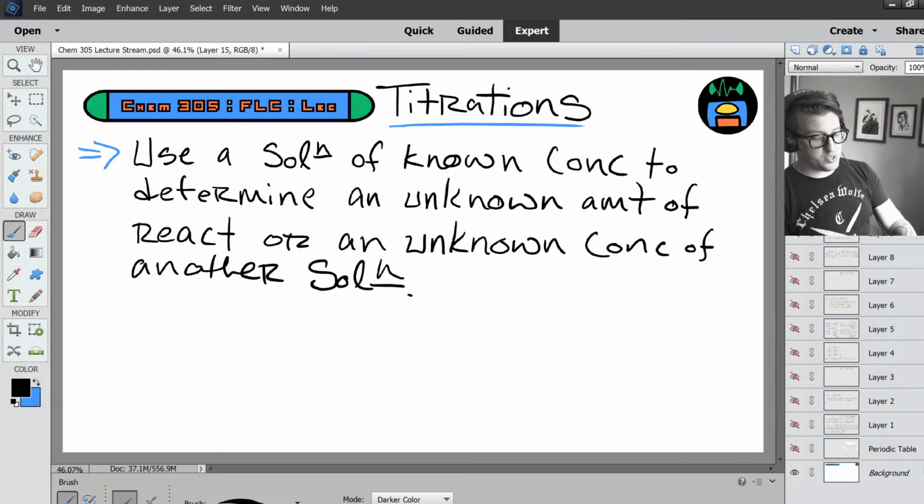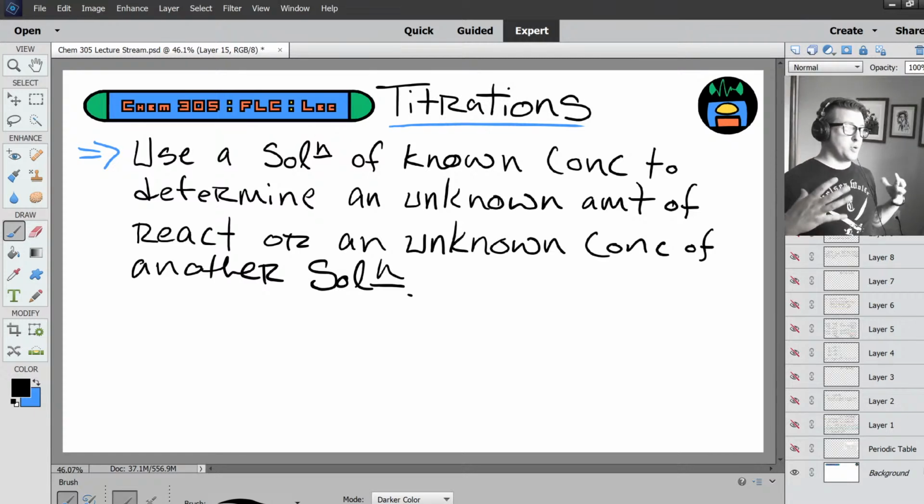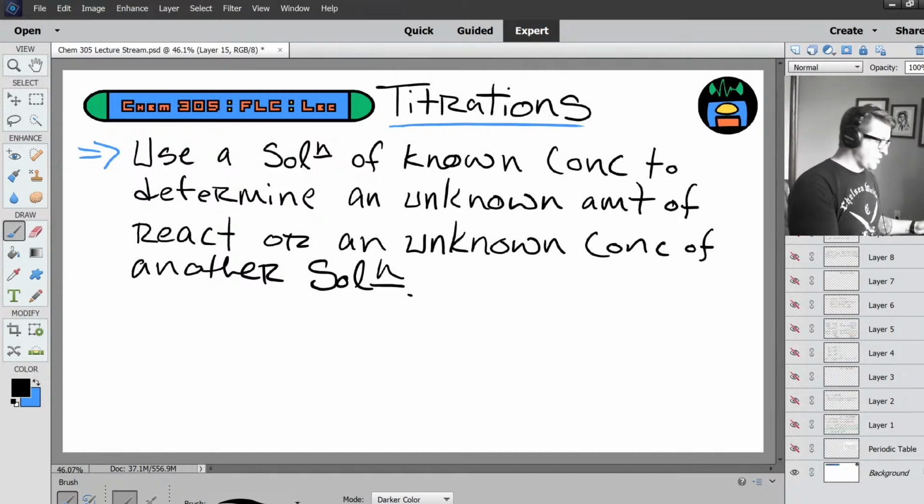All right. So in a titration experiment, you have something where you know the concentration, and you use it to determine either an unknown amount of maybe a reactant or the concentration of another solution that you don't know the concentration of.